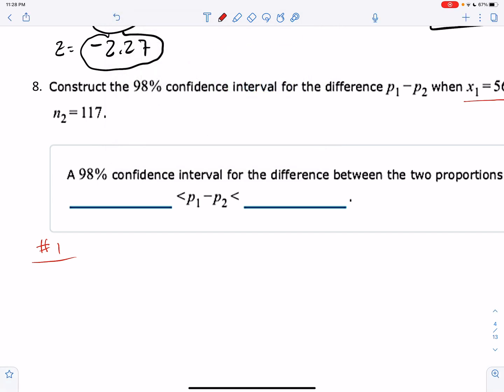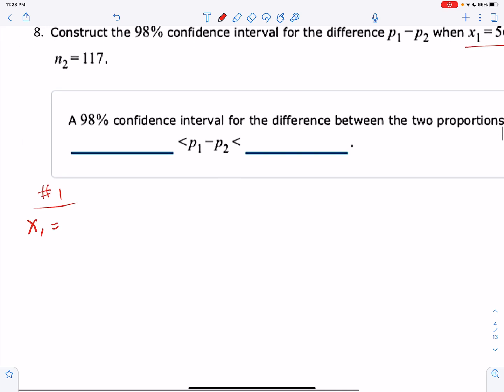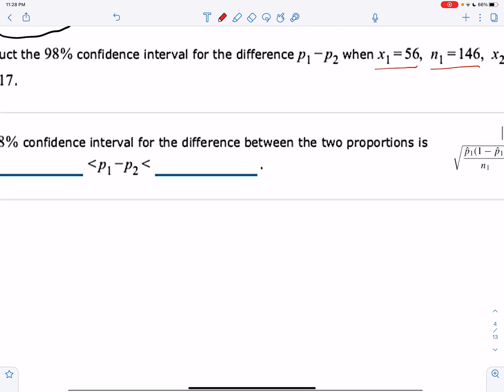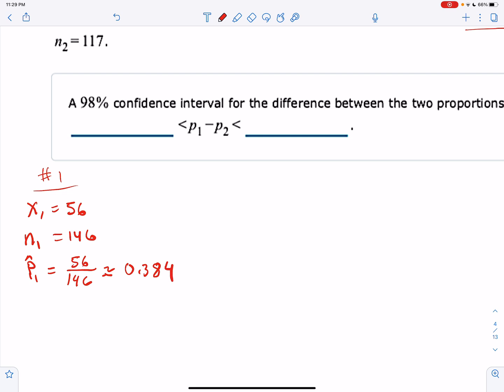Population number 1, what did I find? I found that the x value, x sub 1, is 56. And the sample size from the first population is 146. That would be n sub 1. So once you have x sub 1 and n sub 1, you can get your sample proportion from that first population. That's just x sub 1, 56, over n sub 1, 146. Divide that, and we get approximately 0.384. Good. Let me write down here, to make it a little clearer, that our p hat from our first population is approximately 0.384. I'm going to put a circle around that.